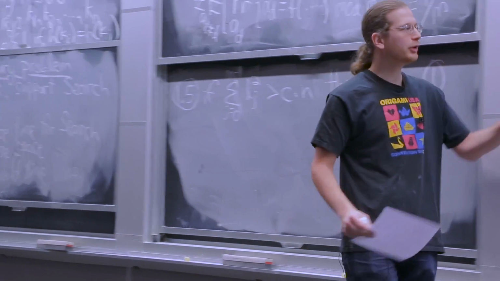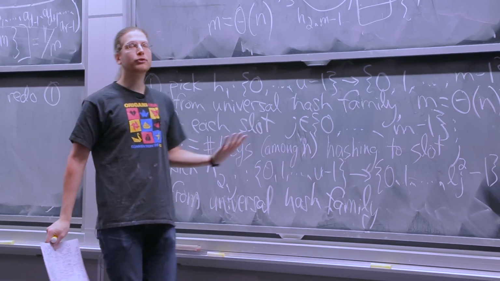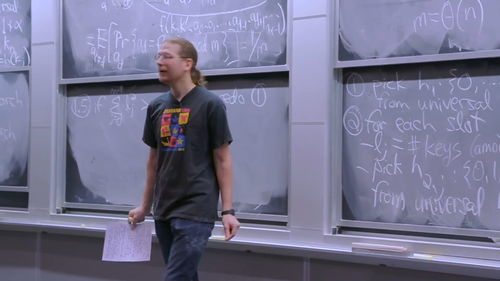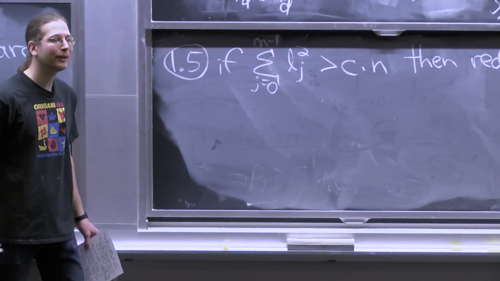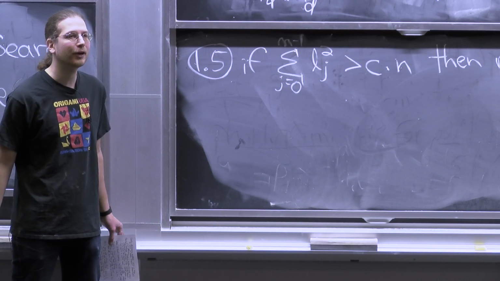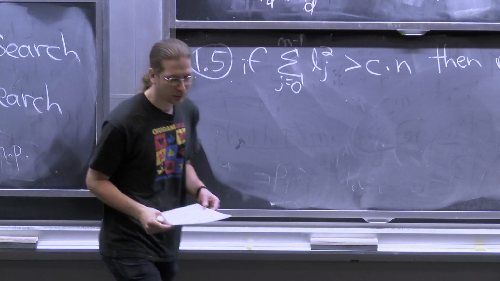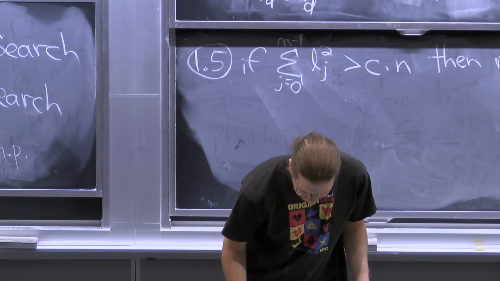Okay, so after I do step 1, I know how big all these tables are going to be. If the sum of those squares is bigger than linear, start over. Okay, I need to prove that this will only have to happen an expected constant number of times, log n times with high probability. In fact, let's worry about that later.